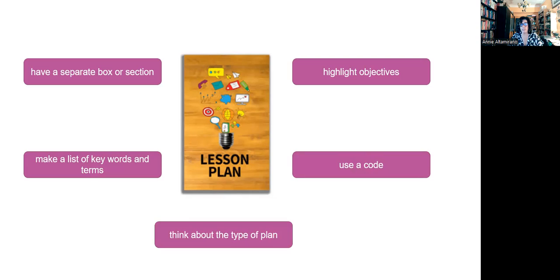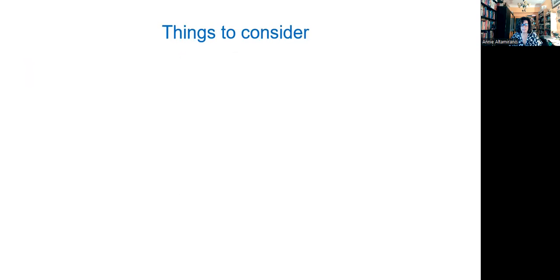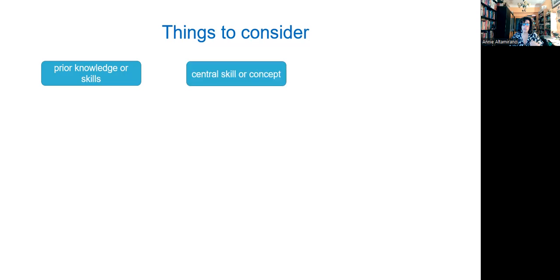So when you're considering the type of plan, you may consider the following. What prior knowledge or skills do the learners have on the topic that you will work with during a lesson? What central skill, concept or knowledge do you want students to grasp in the lesson? Which specific learners need differentiation? Has any learner already achieved this? Who might struggle?